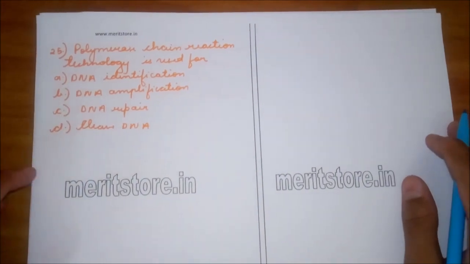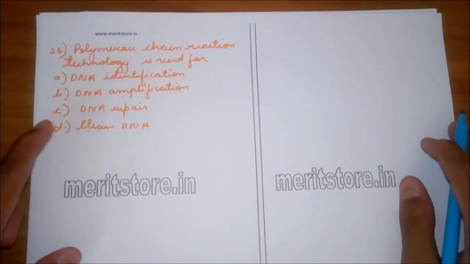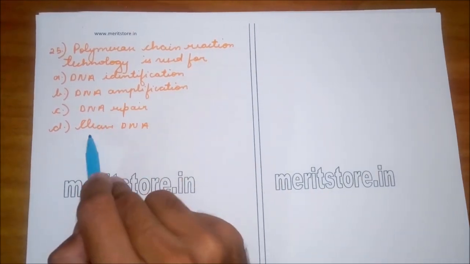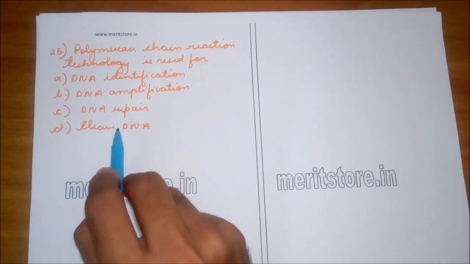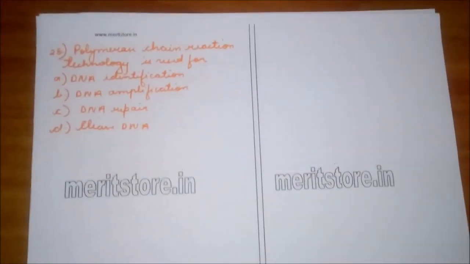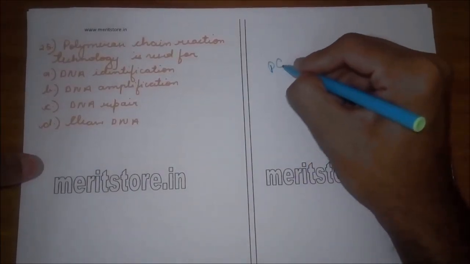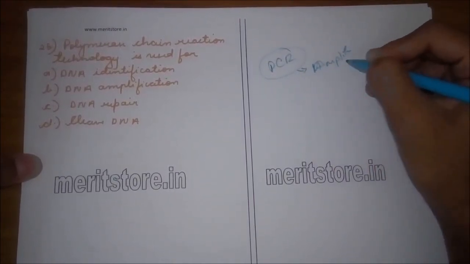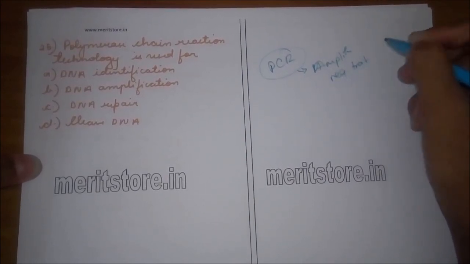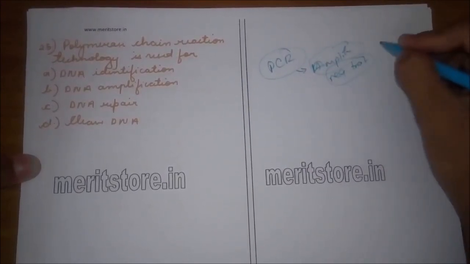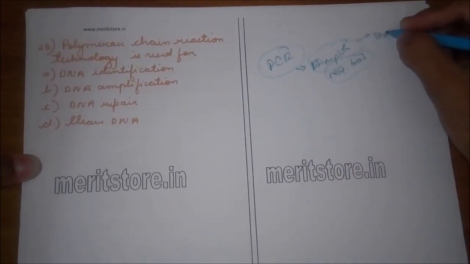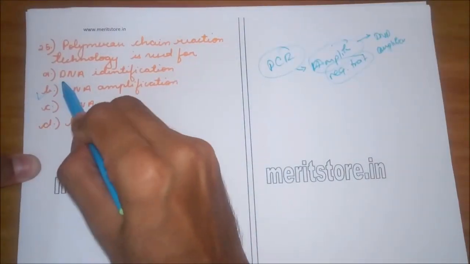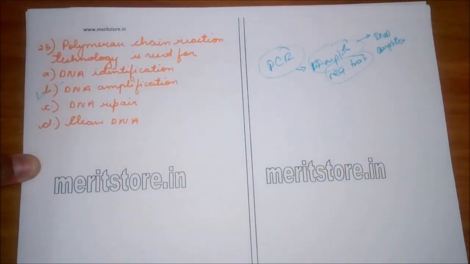Question number 25. Polymerase chain reaction technology is used for A. DNA identification, B. DNA amplification, C. DNA repair, and D. Cleave DNA. So the correct answer is PCR, polymerase chain reaction, which is used to amplify the required trait, which has been obtained by DNA amplification. So the correct option is option B, which states that DNA amplification is the correct answer for question number 25.